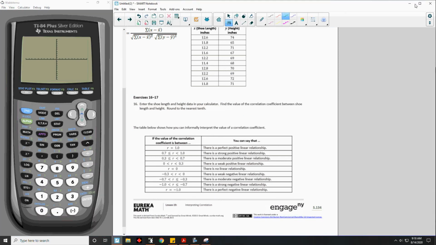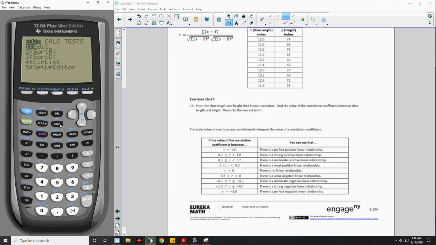Here's my calculator. And so we're going to go to stat, edit, and we're going to enter this data. So 12.6, 11.8, 12.2, 11.6, 12.2, 11.4, 12.8, 12.2, 12.6, and 11.8. And as I always do, I go up 1, and it's telling me that there were 10 entries, and I already counted these. There is 10.